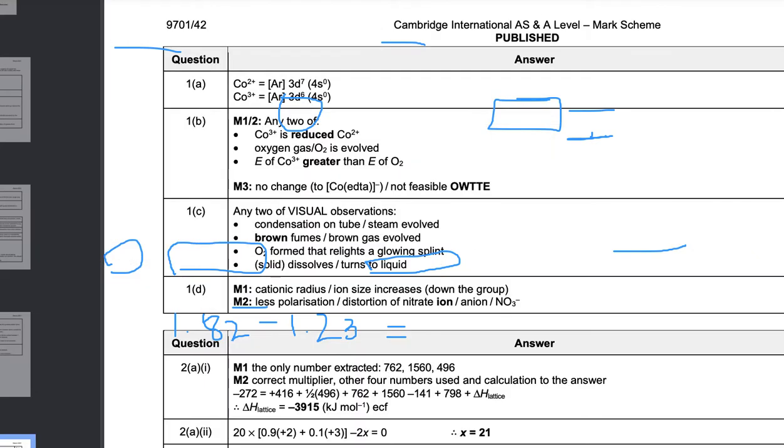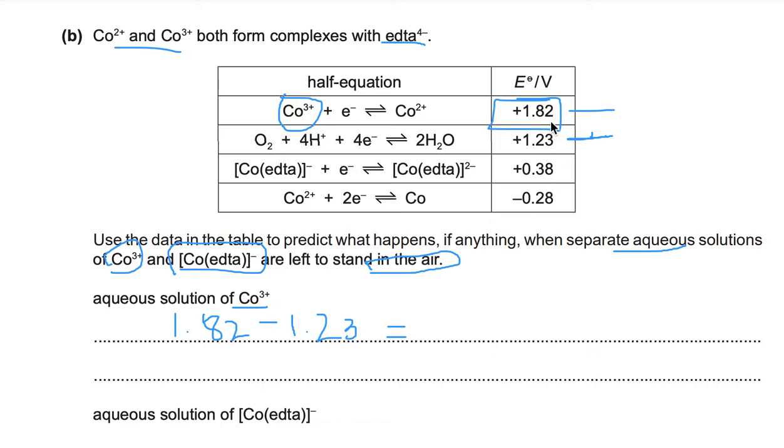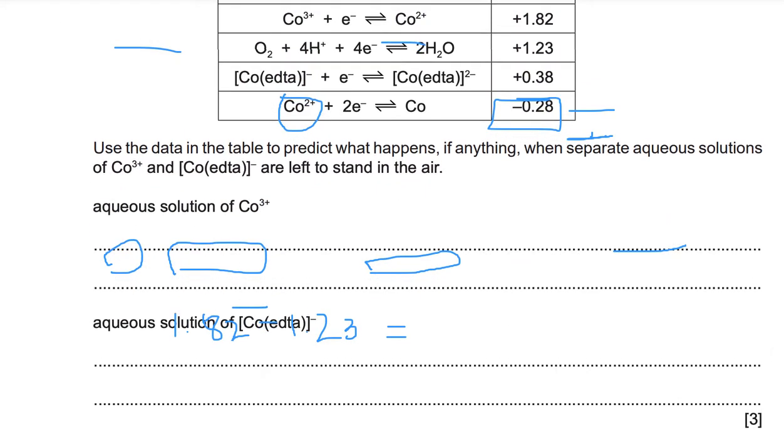So oxygen is formed, and what's the next one? Okay, so Co+3 is reduced to Co+2 since it is gaining an electron and becoming Co+2. Oxygen gas is evolved, and E of Co+3 is greater than the electrode potential of O2, and that's what I said, that since this is greater and this one is lesser, so this would be reversed, right? So that is it, and oxygen would be formed. Now moving on to, let me erase this.